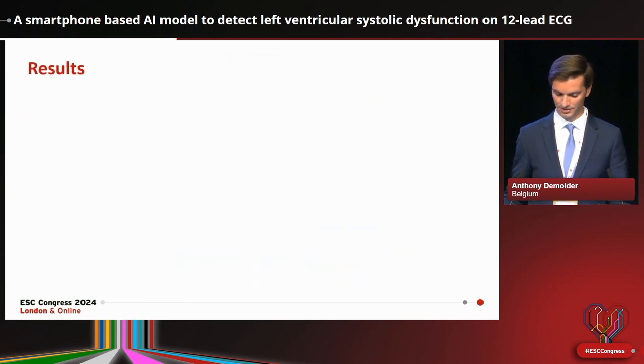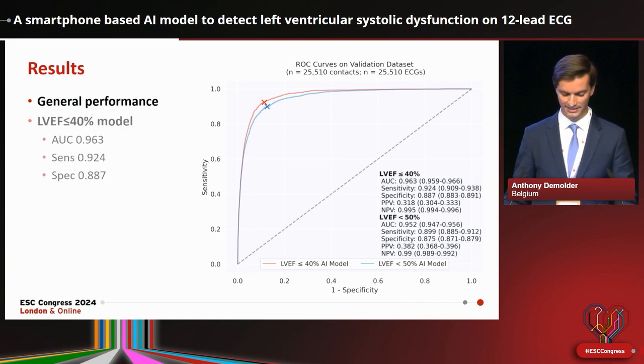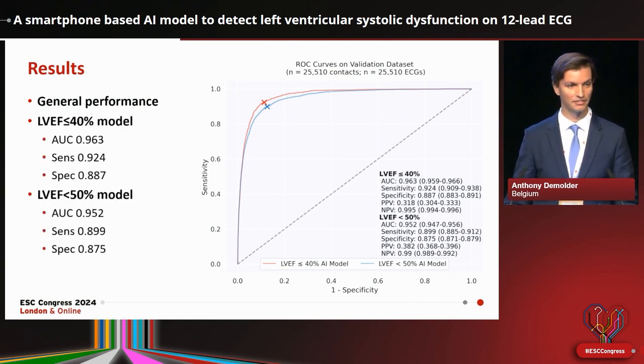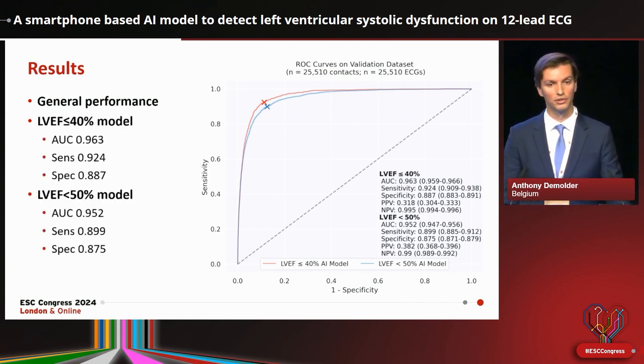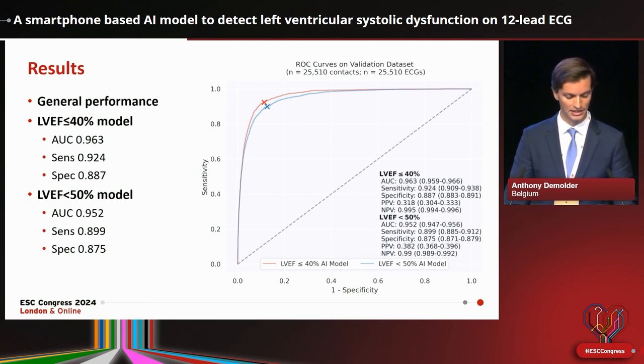Looking at our results, I can show you here the AUC curves. We can see that both of these AI models actually have excellent performance. Both of these AI models have an AUC over 0.95, with a sensitivity around 90% and a specificity around 88%. This is very impressive because these are some of the highest AUCs that have been presented here at the conference.